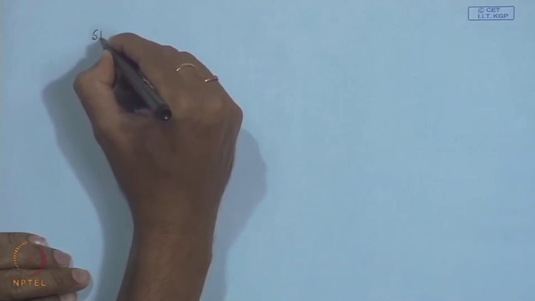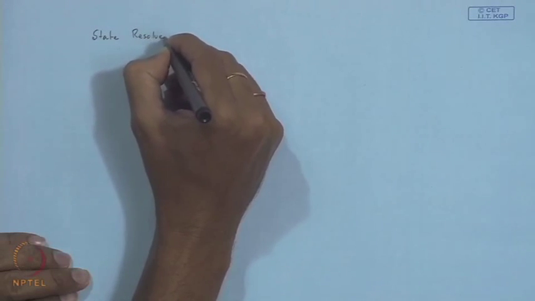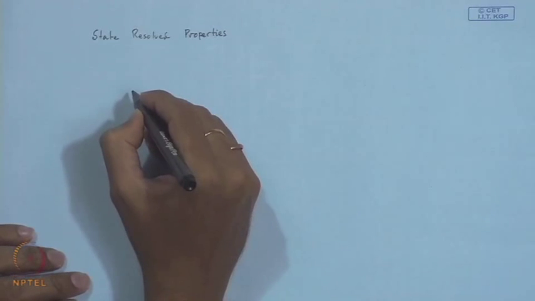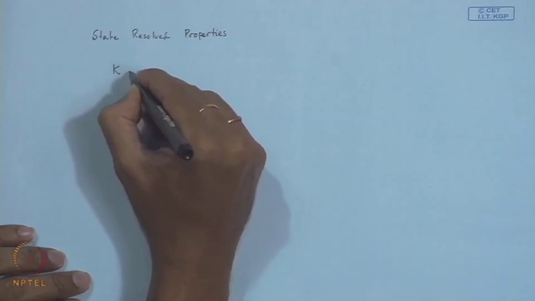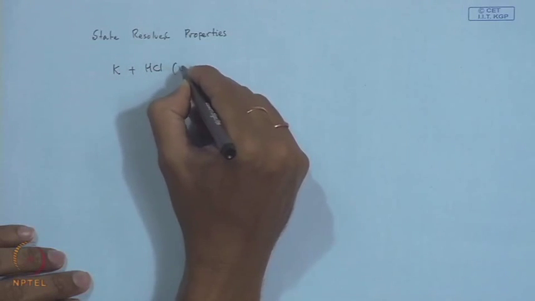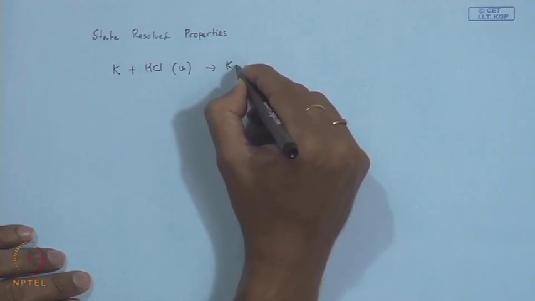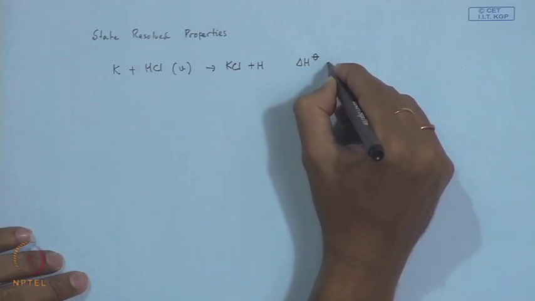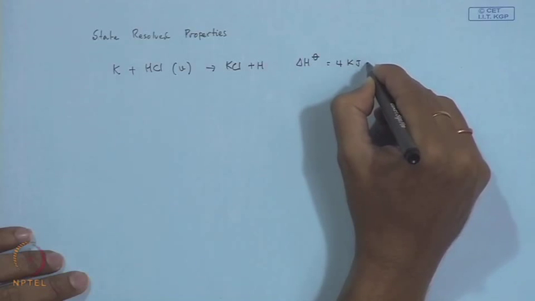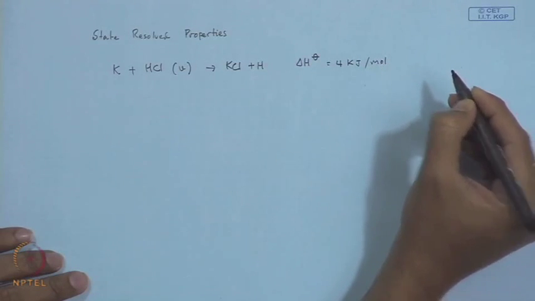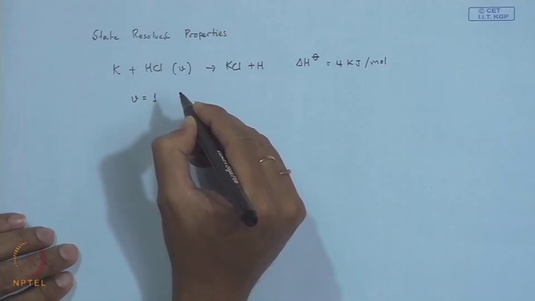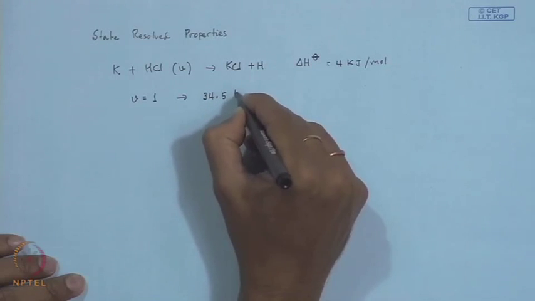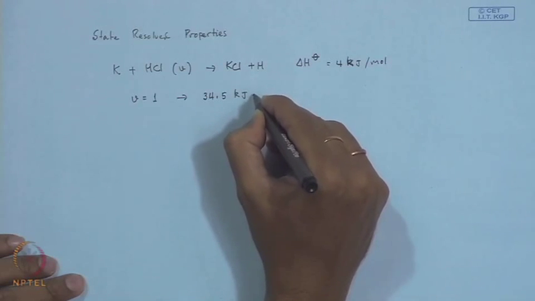Now, state resolved properties. Let us consider one reaction: K plus HCl in the Vth vibrational level gives rise to KCl plus H. The standard enthalpy delta H 0 bar is 4 kilojoule per mole, and when V is equal to 1 for HCl, the corresponding energy is 34.5 kilojoule per mole.